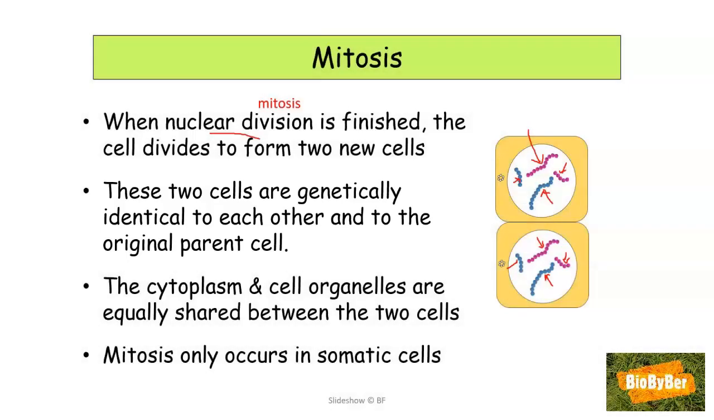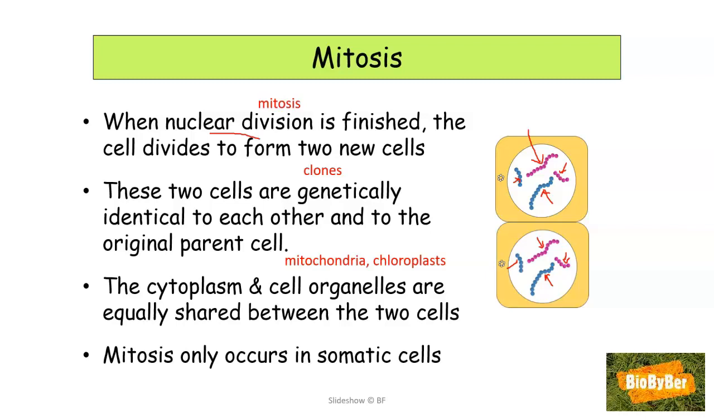We must also realise that the cytoplasm and the cell organelles are equally shared between the two cells as well. You might recall from a previous chapter the meaning of the word organelle. An organelle is a structure within a cell. Examples of organelles would be mitochondria and in a plant cell, chloroplasts. So these mitochondria and chloroplasts are equally shared between the two cells that are formed.